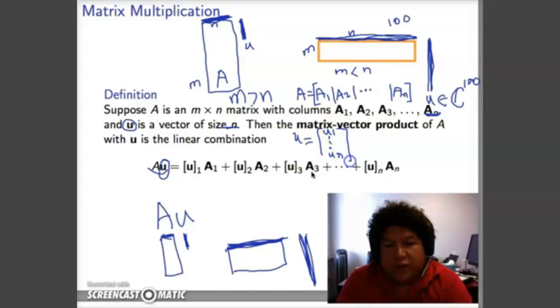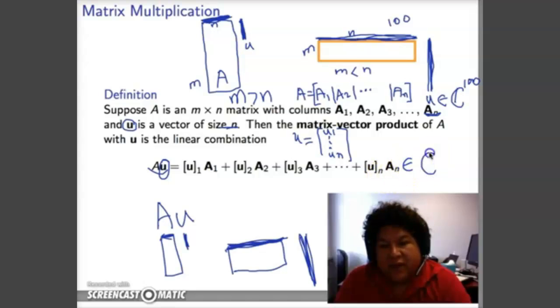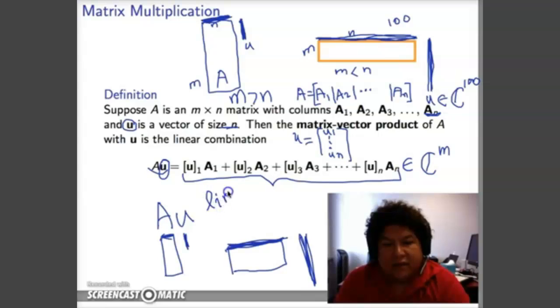So what's going to happen is that this matrix vector product is itself a vector. This is going to be a vector in C^m, and why? You'll see why. That vector results from computing a linear combination. This here is no other thing than a linear combination of the columns of the matrix. So what is the case?